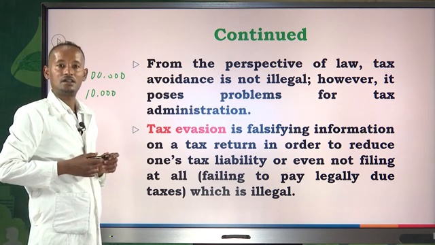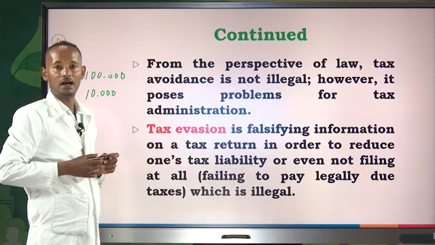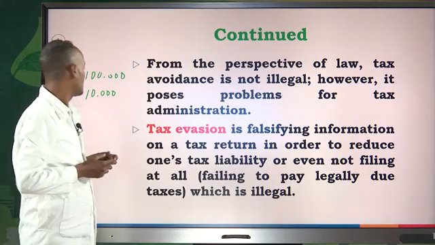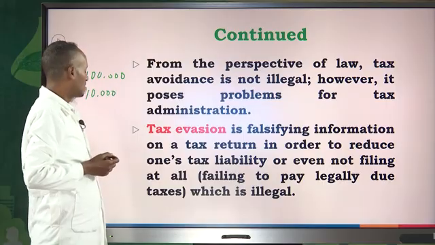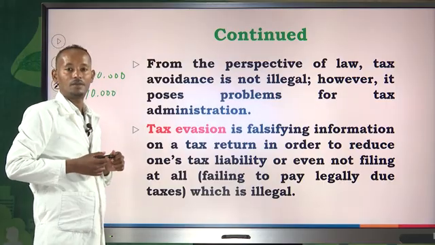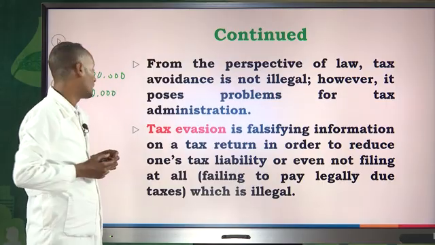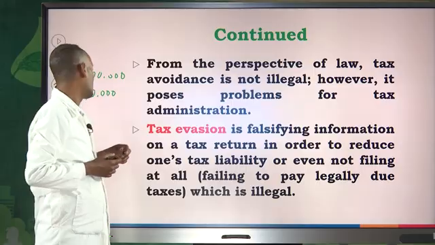From the legal side, tax evasion is an illegal activity, but tax avoidance is relatively a legal activity.